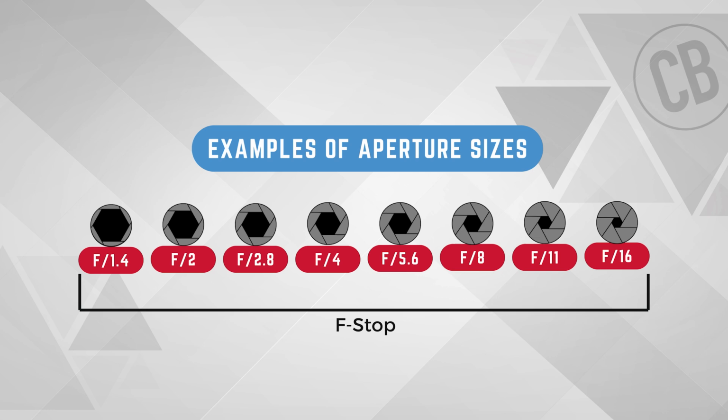Aperture is measured in what's called an f-stop, which is basically just how closed or open that hole in your lens is that allows light to hit the camera's sensor. Depending on the lens that you're using, the minimum or maximum aperture may be different, but here are some examples of some f-stops.